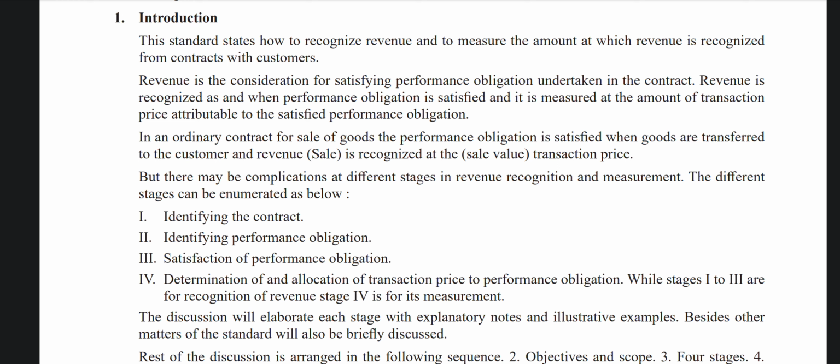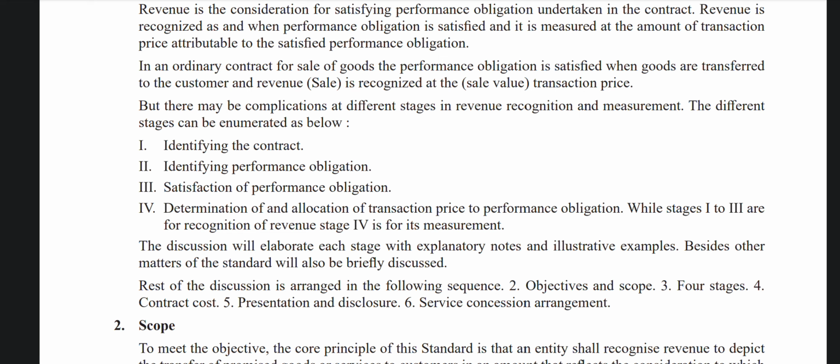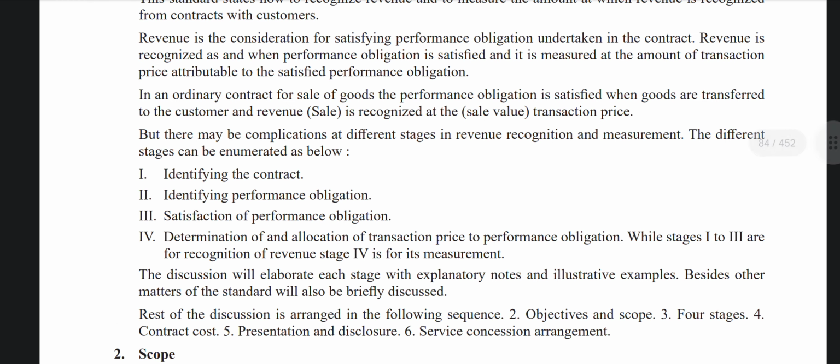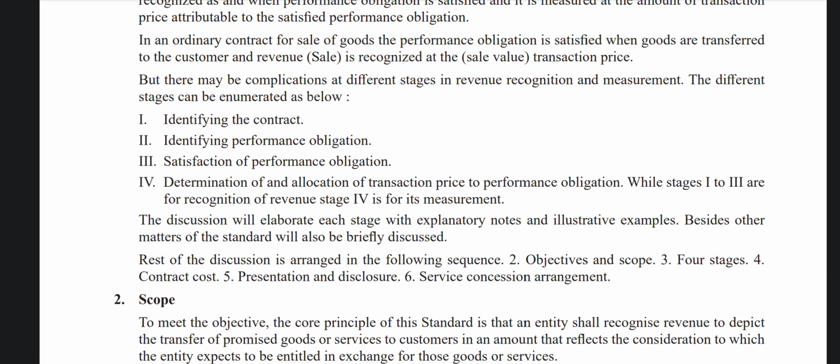If the obligation is not satisfied, there will be no consideration. If it has been satisfied, then he gets consideration for that. It is measured at the amount of transaction price attributable to the satisfied performance obligation. How much transaction price is fixed is based upon the performance obligation. In an ordinary contract for sale of goods, the performance obligation is satisfied when goods are transferred to the customer and revenue will be generated after selling the product. In the normal course of transaction, revenue is recognized at the sale value, that is the transaction price. But there may be complications at different stages in revenue recognition.